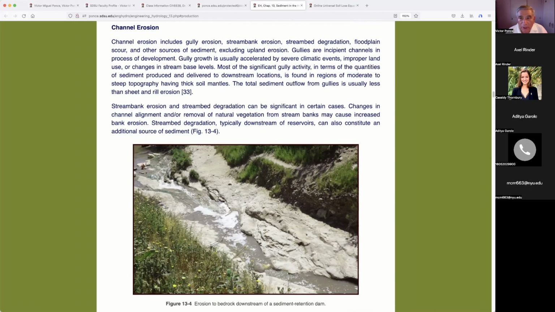Okay, floodplain scour, yes, we can scour the floodplain, and other sources of sediment. Gullies are incipient channels in process of development. Are there any gullies in the United States? There are gullies all over, by the way. I consider the formation of a gully to be a cancer. Why a cancer? Because it's bad. Because a gully means there's a lot of sediment being moved, and it also means that it's difficult to stop. Once the gully forms, it'll continue to go on.